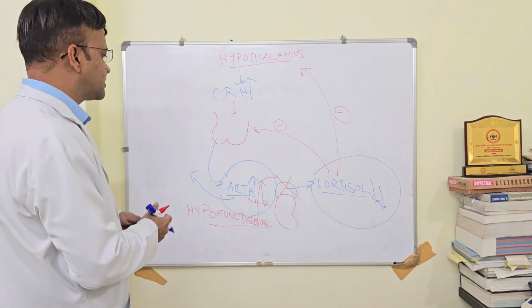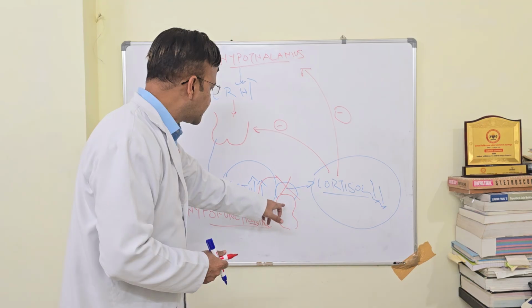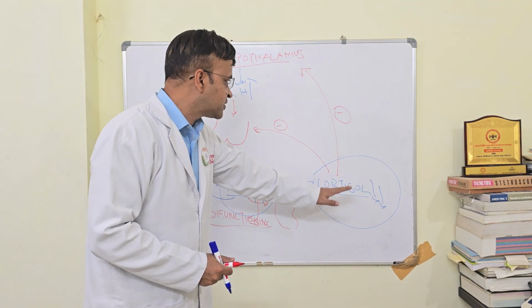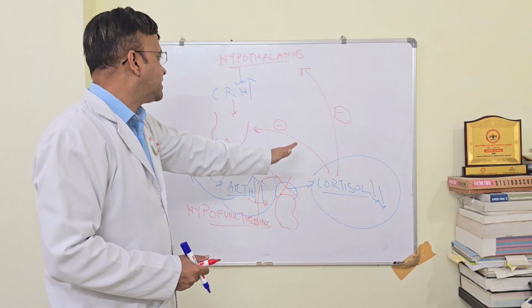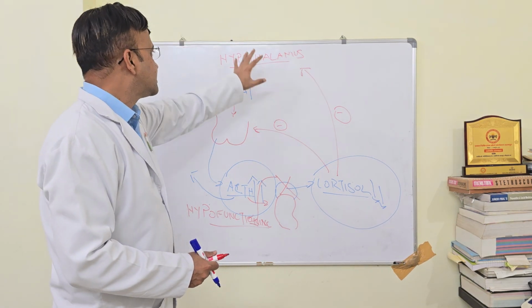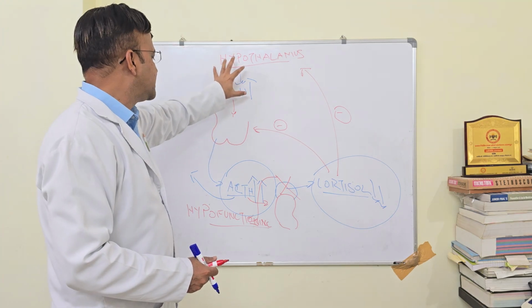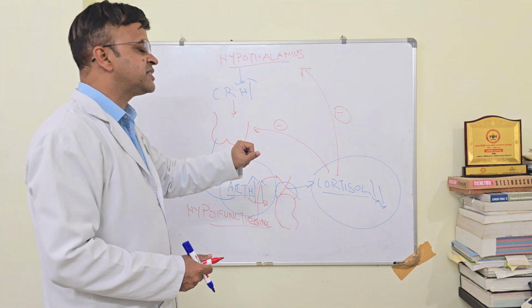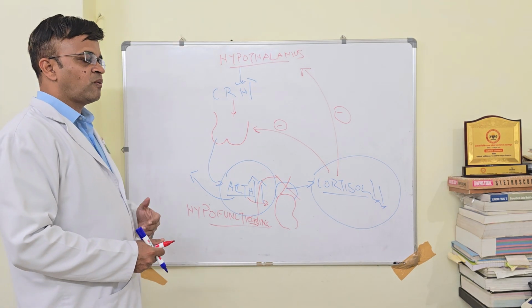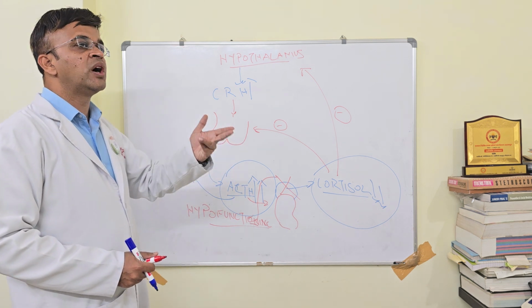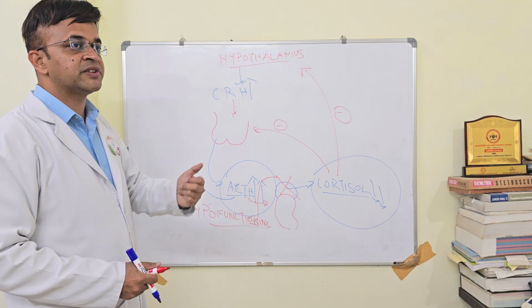Up to now, the story is simple. Since this thing is hypofunctioning, right? So cortisol level will reduce, the negative feedback inhibition will get reduced, the hypothalamus will become free, anterior pituitary will become free, the CRH will increase, and ACTH will increase. But why does increase in ACTH lead to hyperpigmentation, right?